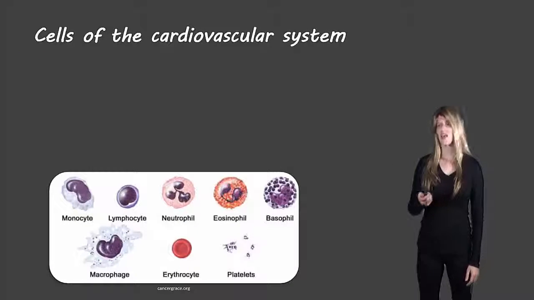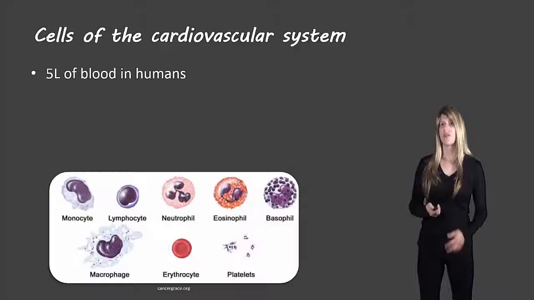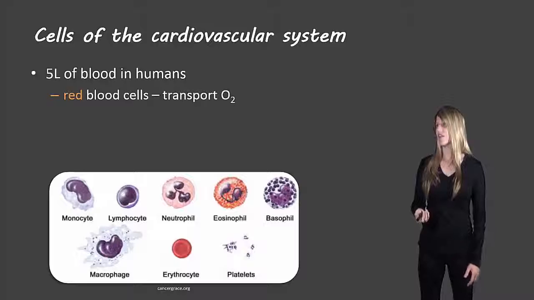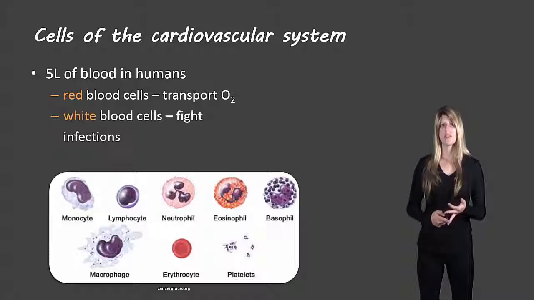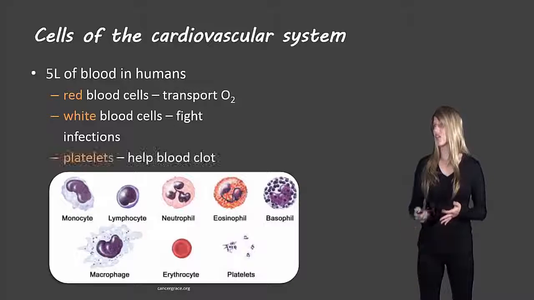And finally, the cells of the cardiovascular system. For each human, there's about 5 liters of blood inside of them. And there are red blood cells, which are important for transporting oxygen. There are white blood cells, which fight infections. And then there are platelets, which help our blood clot if we get injured.